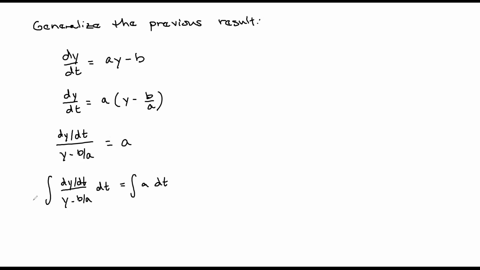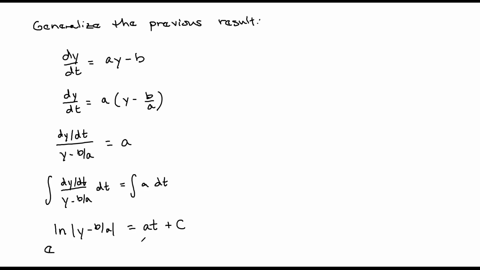And then we said we could use the antiderivative formula for natural log to get that this is going to be the natural log of the absolute value of y minus b over a. And then here we get at. Then we have our plus c, right? So we got a plus c from this side and a plus c from this side. We just put a single plus c over here. And then if we have the natural log of y minus b over a here equals at plus c, we want to get at the y.